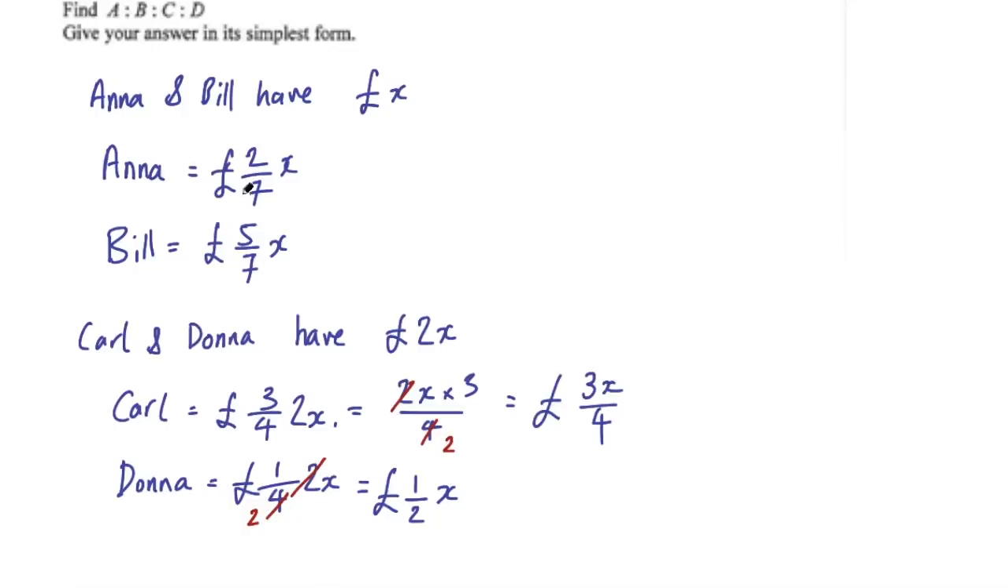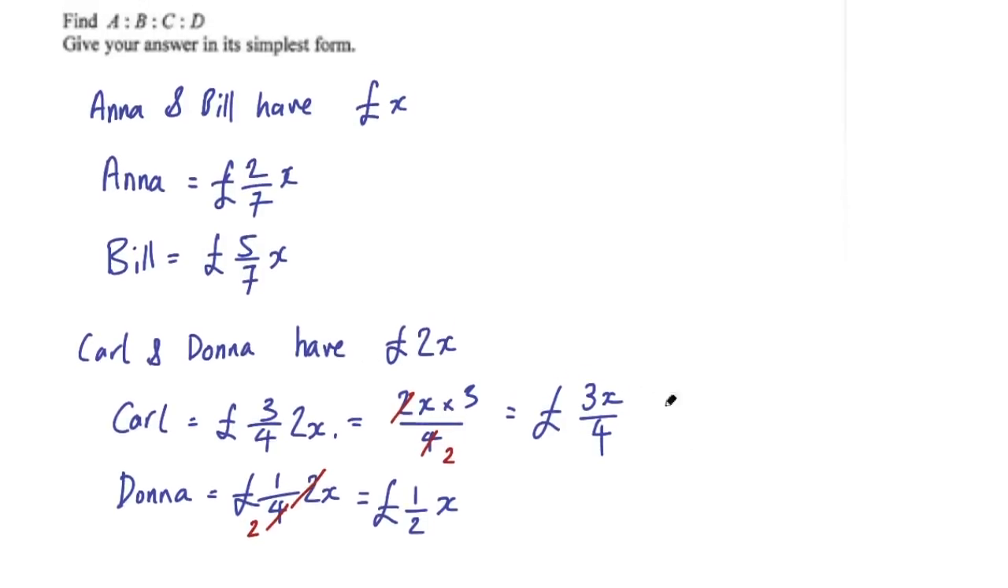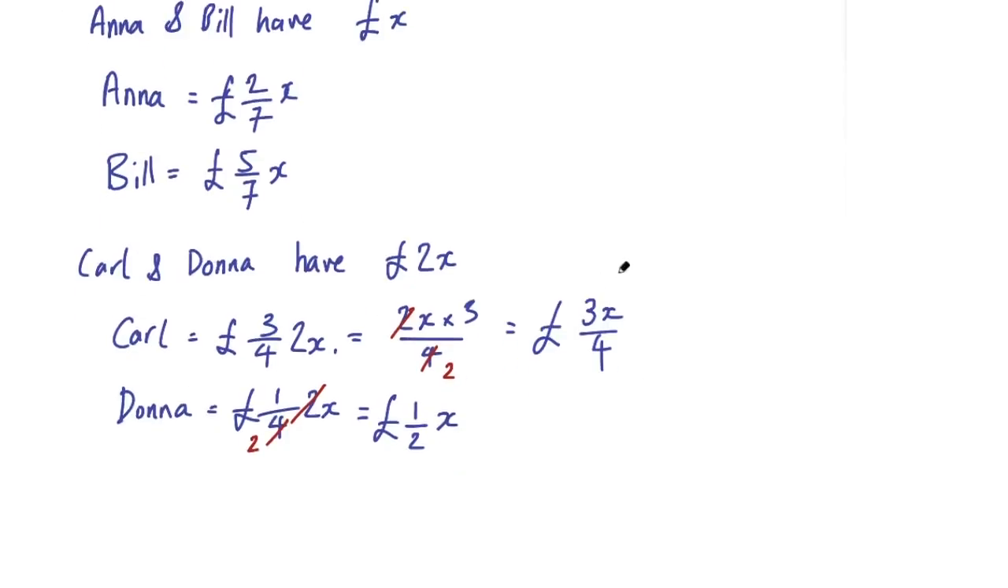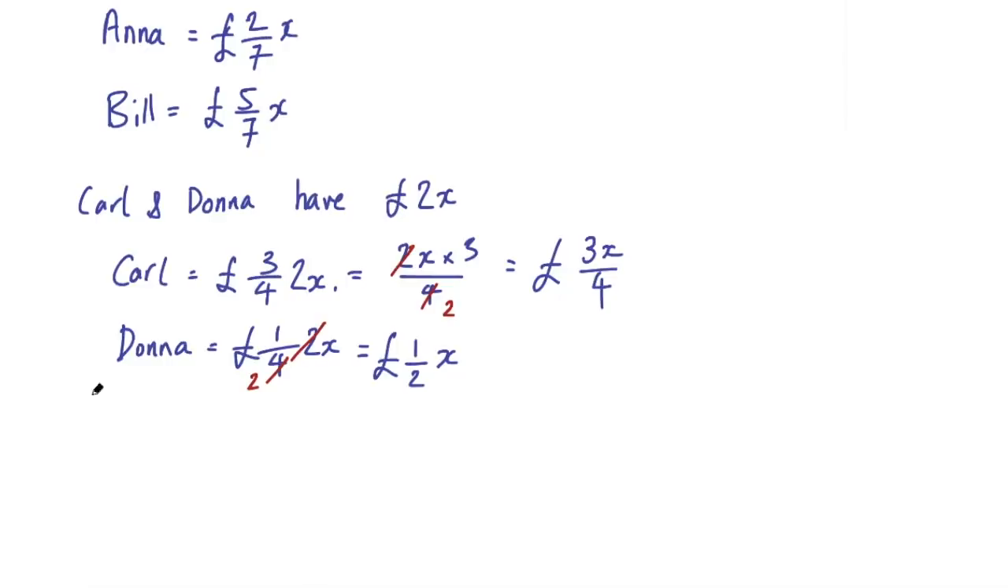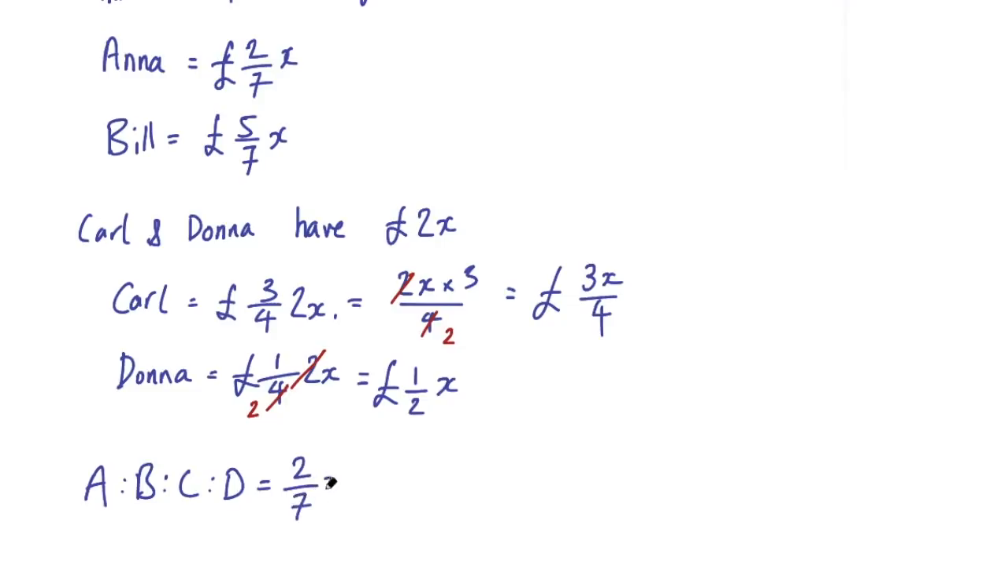Now we can compare the amounts that they get each. So we've kind of changed these ratios into amounts that we can compare between Anna and Bill and Carl and Donna, because they're all in terms of x. So we can write the ratio A standing for Anna, B standing for Bill, Carl and Donna. We can rewrite that as 2/7 x to 5/7 x to 3/4 x to 1/2 x.